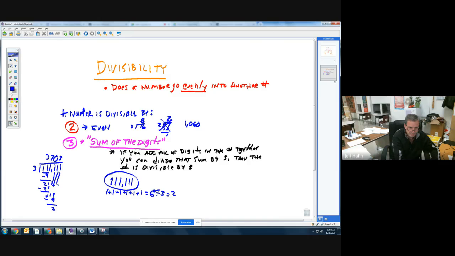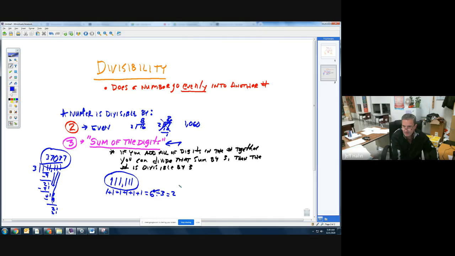Bring down my last one, which gives me 3 goes into 21 exactly 7 times. I have nothing left to bring down. So 3 goes into 111,111, 37,037 times. But you didn't need to do any of that because you know this right here, the sum of the digits rule. Let's look at a couple different ones.